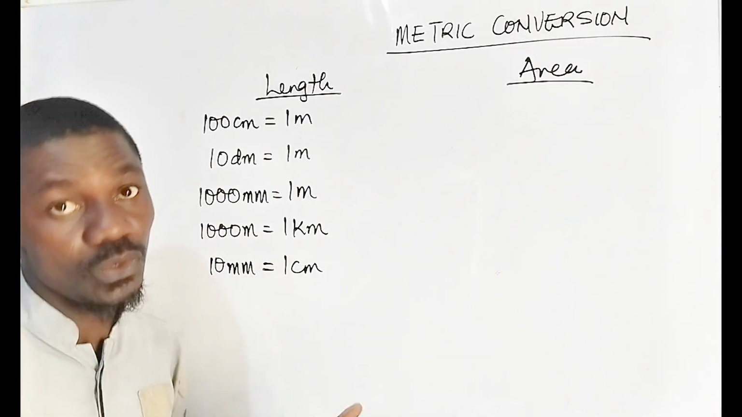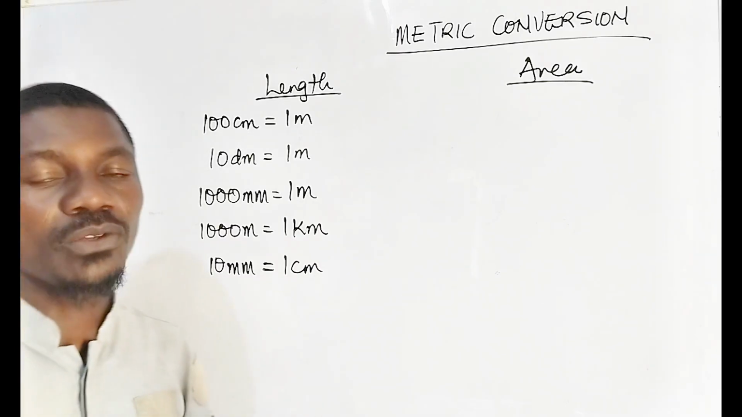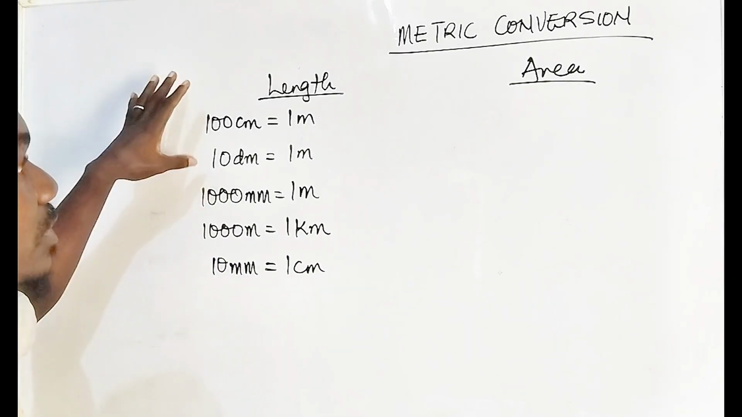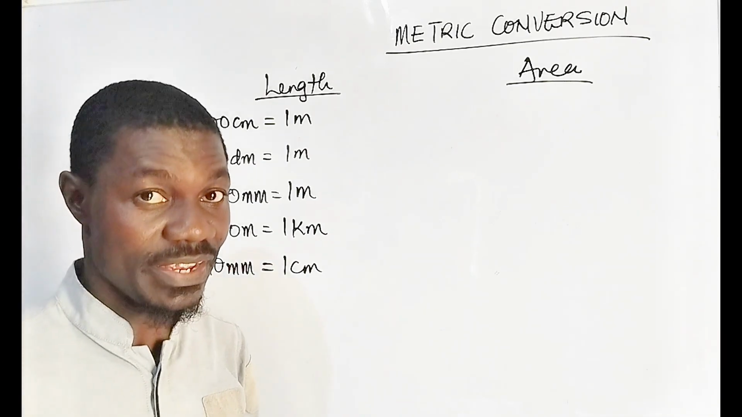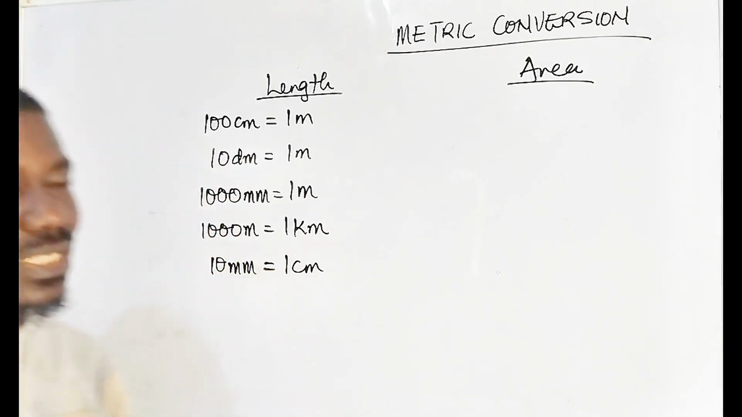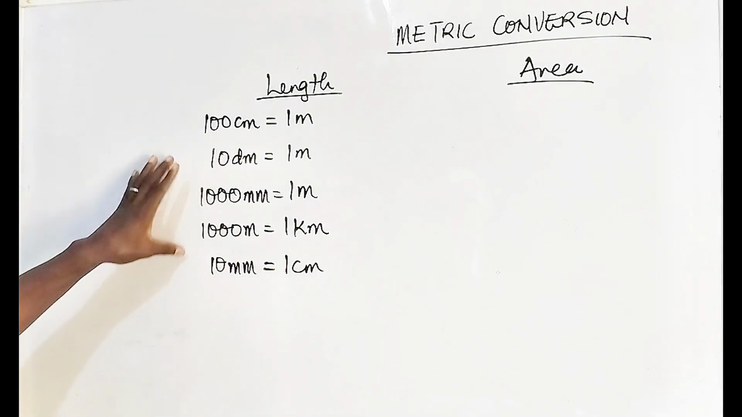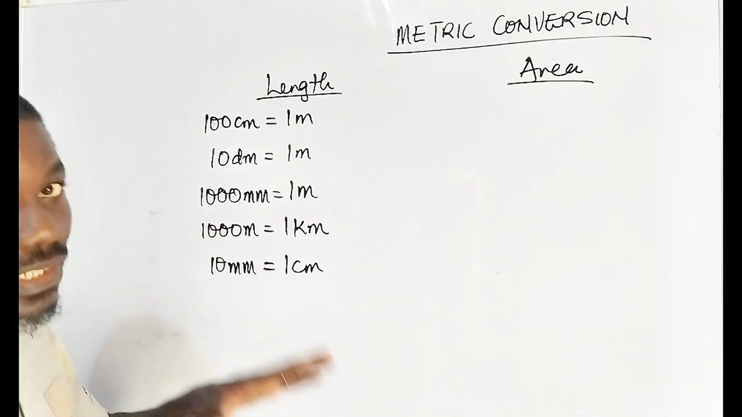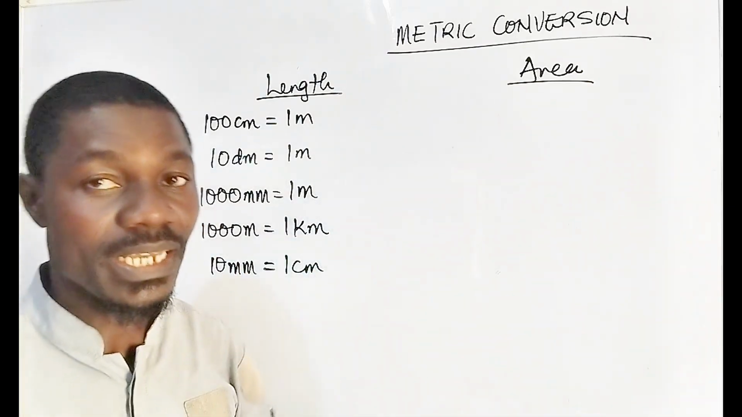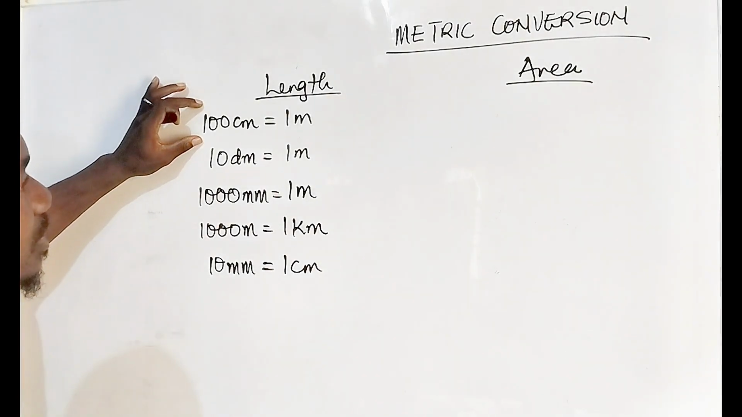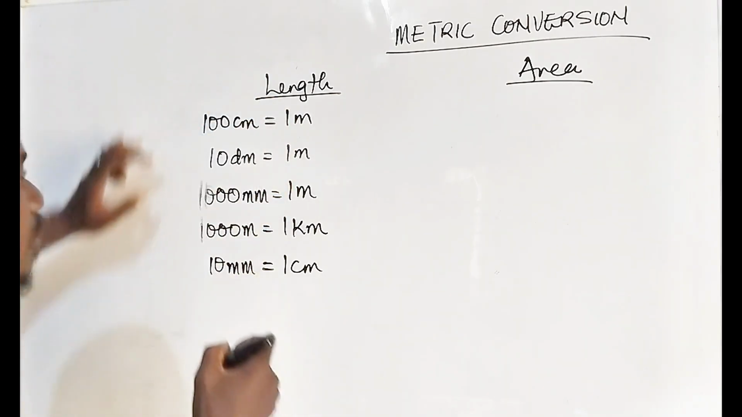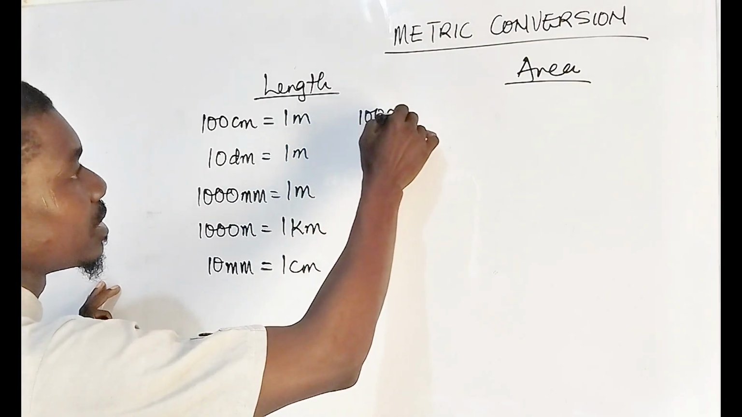Now in this tutorial I will be learning how to convert the metric system in length to the metric system in area. Okay, now the question is, how do we convert the length metric system to the area metric system? For us to convert centimeter squared to meter squared, this is what we do: 100 centimeter.